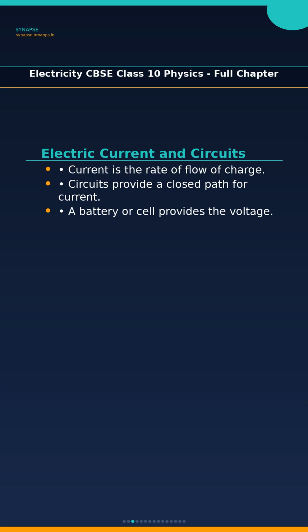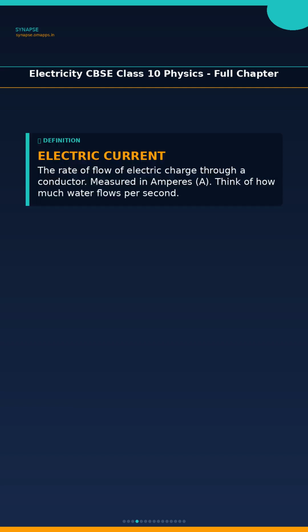Firstly, electric current is the rate at which electric charge flows. Secondly, circuits provide a closed, continuous path for this current to move. And finally, a battery or cell is what provides the necessary voltage or push to keep the current flowing. Electric current is the rate of flow of electric charge through a conductor. It's like measuring how much water passes through a pipe every second. We measure it in amperes, often shortened to just A.